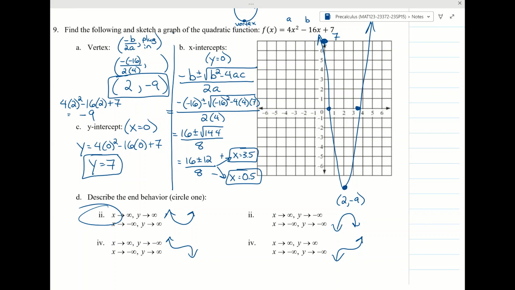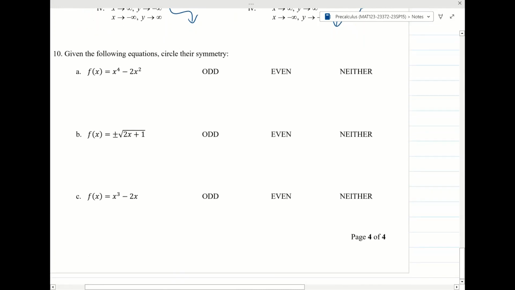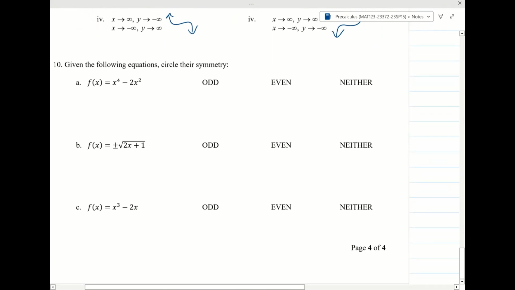All right. And our last problem on the exam. Even and odd. This comes from section 2.7. So in section 2.7, we talk about what it means for a function to be even or odd. And I'll give you the notes off on the side here.